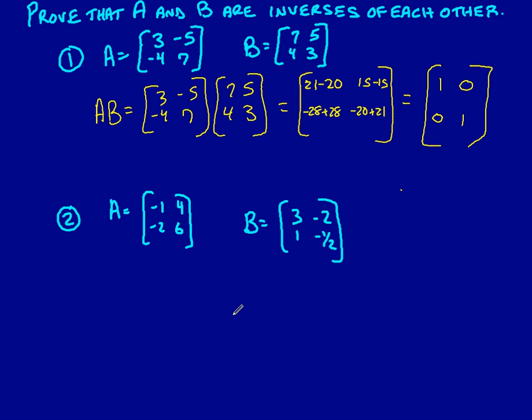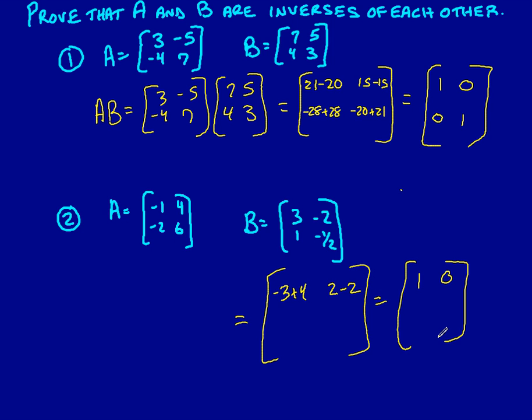Alright, in the second one, same thing. We're just going to multiply them together. First row, first column. So negative 1 times 3 is negative 3, and 4 times 1 is 4. So again, we get 1 as our top left entry. First row, second column. So negative 1 times negative 2 is positive 2. 4 times negative 1/2 is negative 2. So that gives me the 0 that I desire.